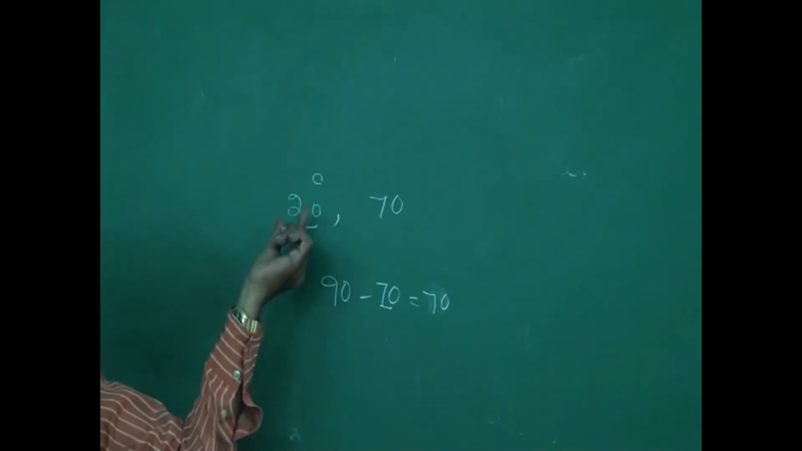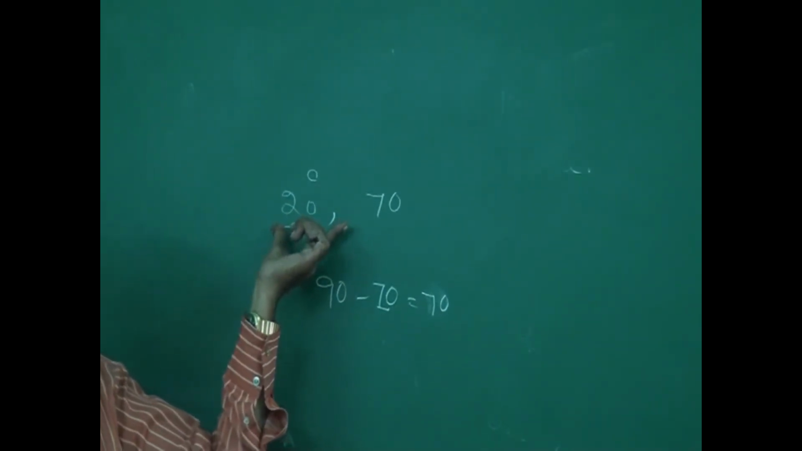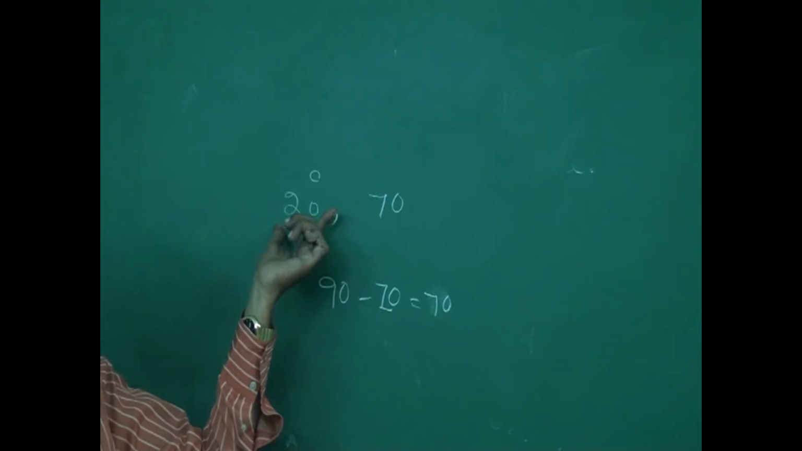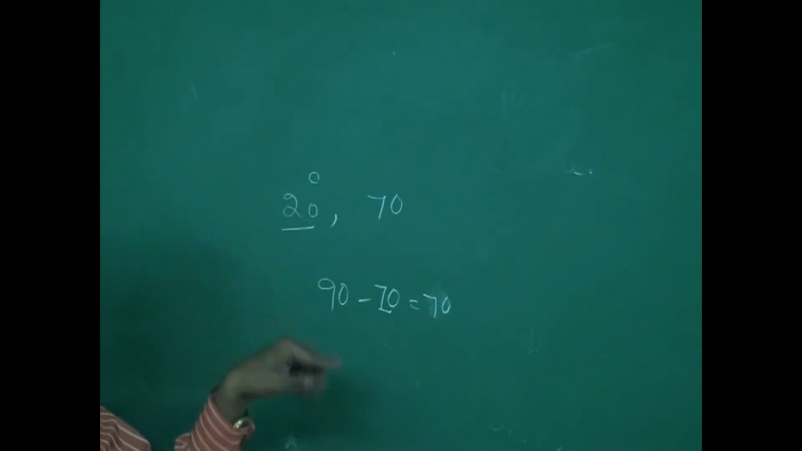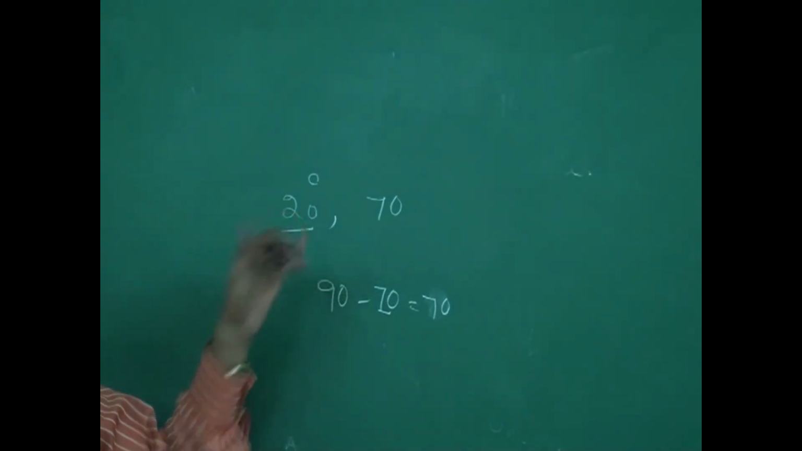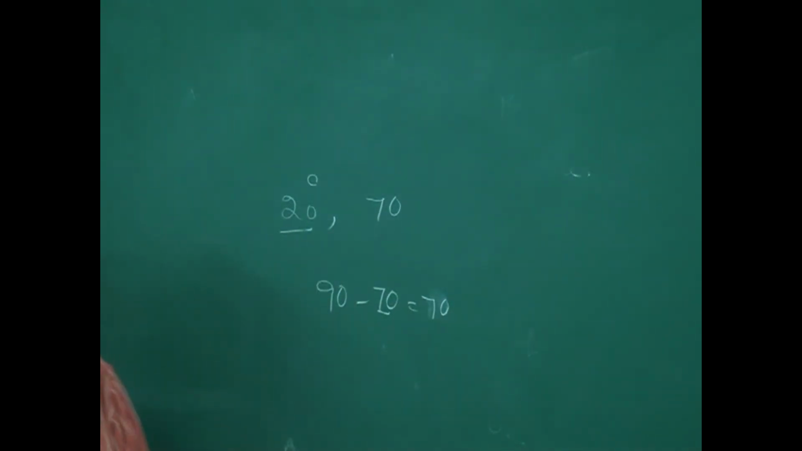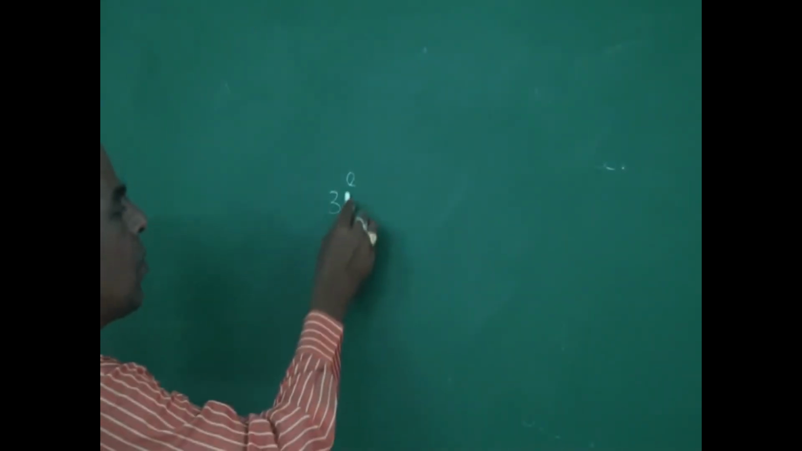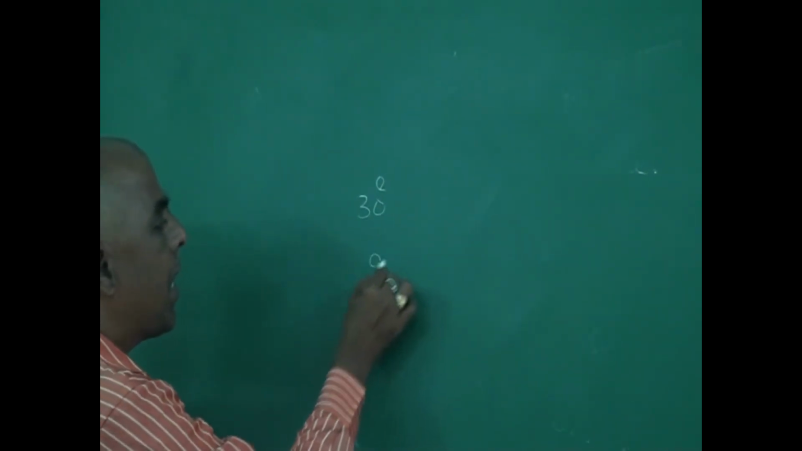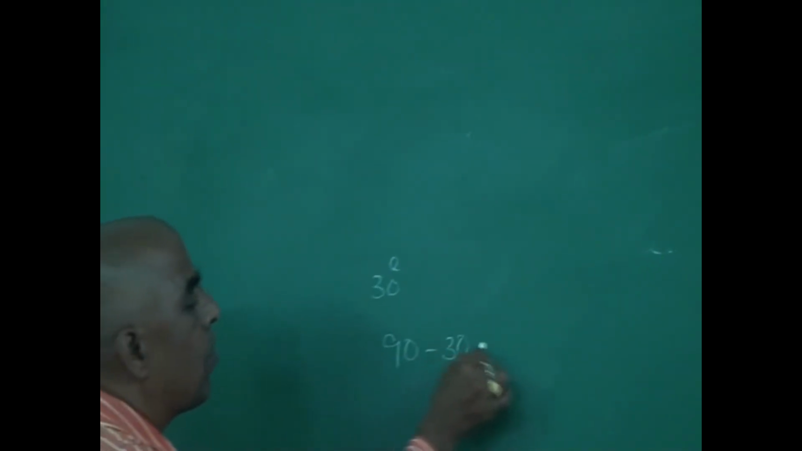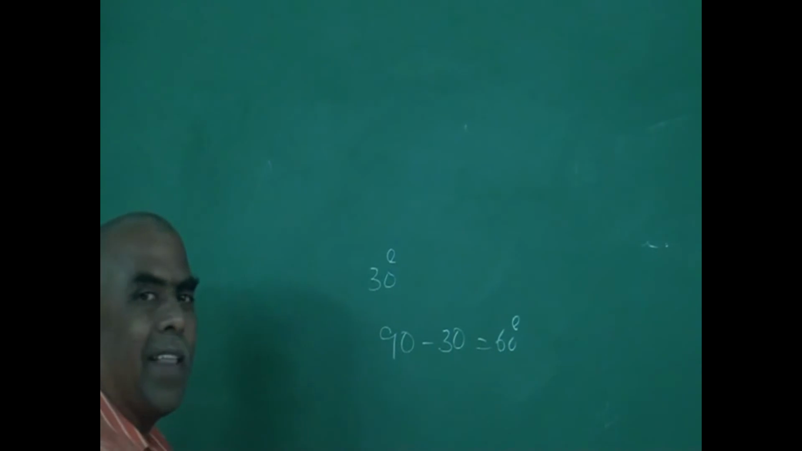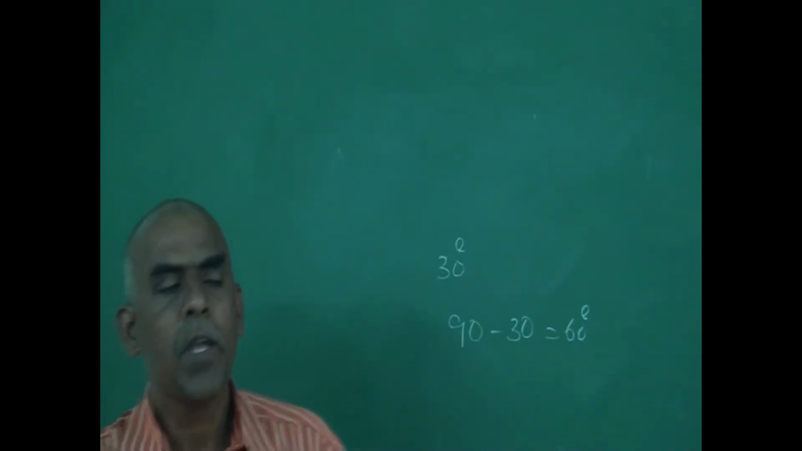Again, the sum of the two angles is equal to 90 degrees, they are called complementary angles. For example, one angle is equal to 20, then the remaining angle is 90 minus 20, which gives 70. One more example: we take one angle equal to 30 degrees. What is the other angle? They are complementary, so 90 minus 30 is equal to 60. The other angle is 60.